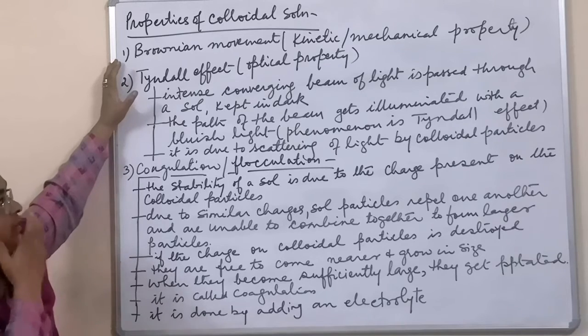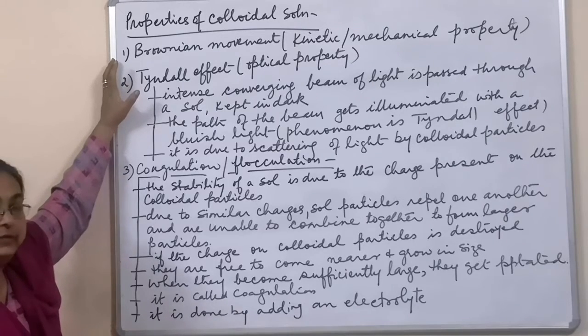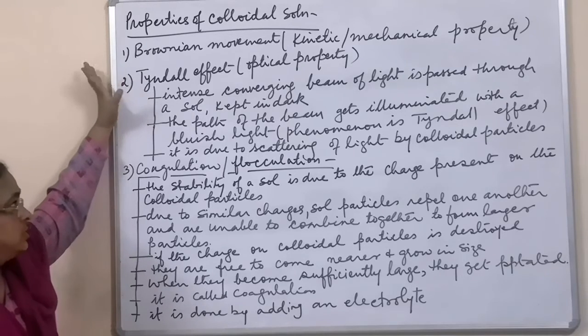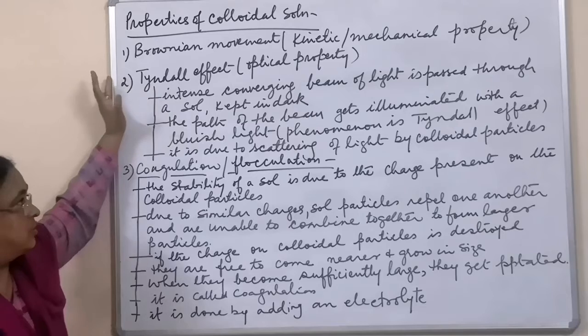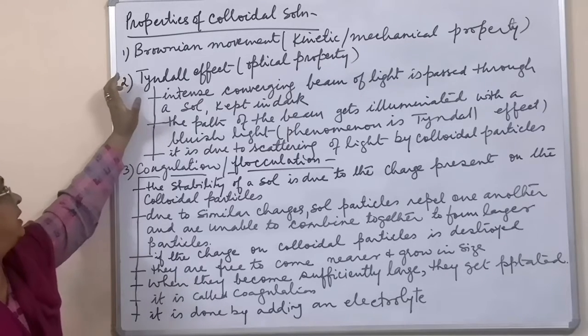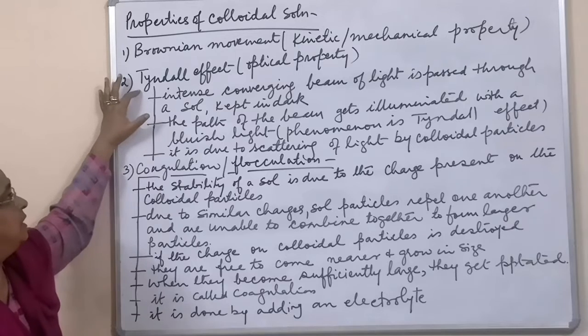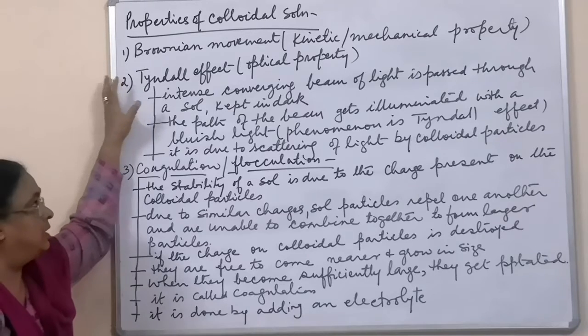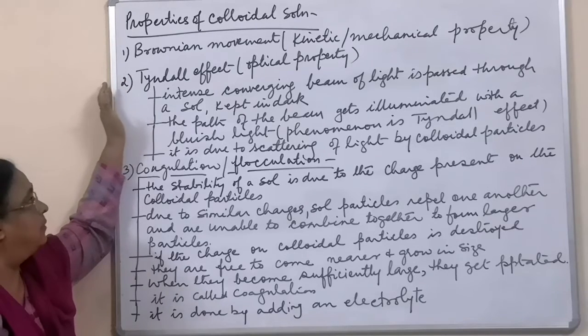of colloidal particles that can be observed only under an ultramicroscope. And since this is motion of the particle, that's why it is also called kinetic property or mechanical property. The second property is Tyndall effect. This is very important, quite often asked in board. Tyndall effect is an optical property, concerned with light.